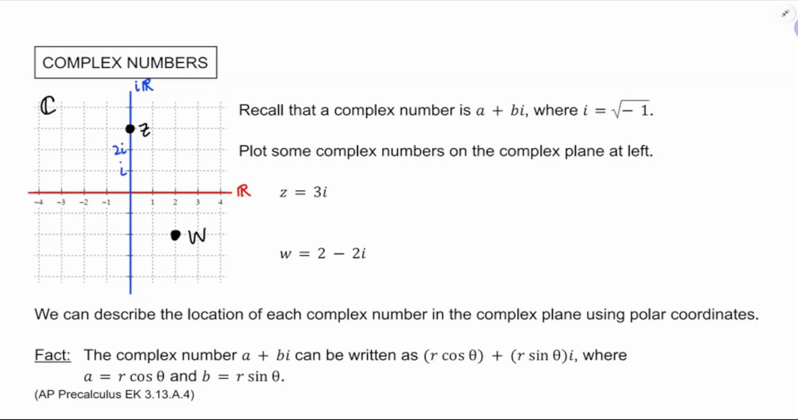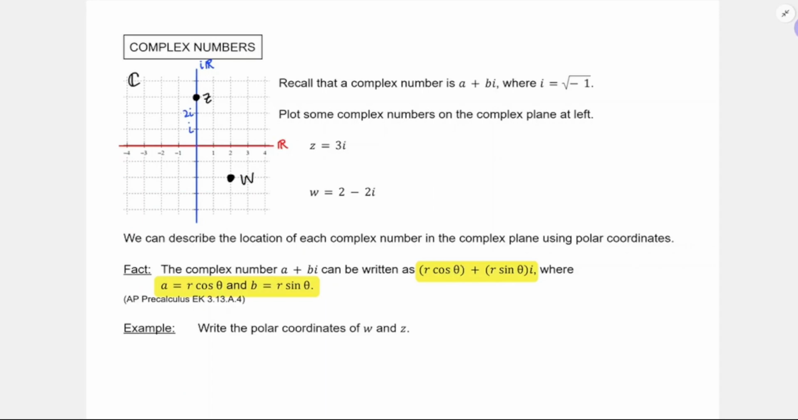But what we can do is describe the location of each of these complex numbers, or any complex number in the complex plane, using polar coordinates. So the key fact here that you need to know, and this is really all I've got to tell you in this video, is that a plus bi can be written as r cosine theta plus r sine of theta times i, where a is r cosine theta and b is r sine theta, just like x and y in the regular plane.